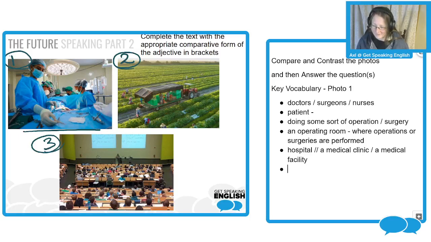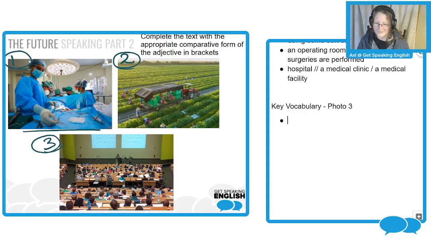And then in the second photo, let's talk about the second photo. Or actually, let's talk about the third photo. So in the third photo, it looks like there's a lot of students or something. It looks like maybe there's a teacher. It looks like they're looking at some sort of presentation, maybe. So we have students and a teacher, or some sort of presenter.